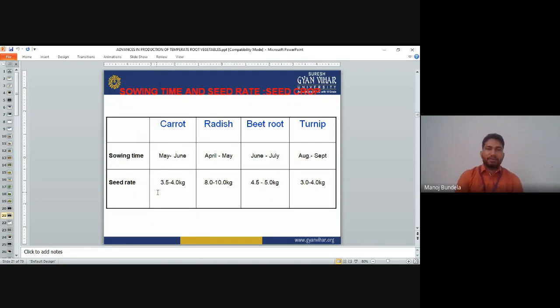Sowing time and seed rate for seed production. If we are going for seed production, the time of sowing and the seed rate are different. In carrot, sowing time is May to June and the seed rate is 3.5 to 4 kg. Radish, April to May, and the seed rate is 8 to 10 kg. Beetroot, June to July, and the seed rate is 4.5 to 5 kg. For turnip, August to September, and the seed rate is 3 to 4 kg.